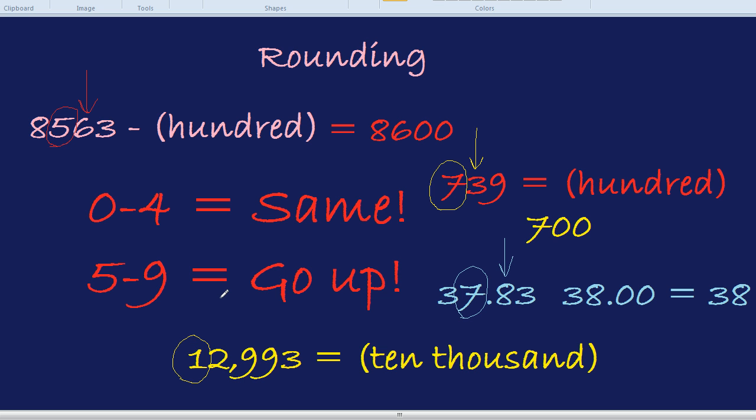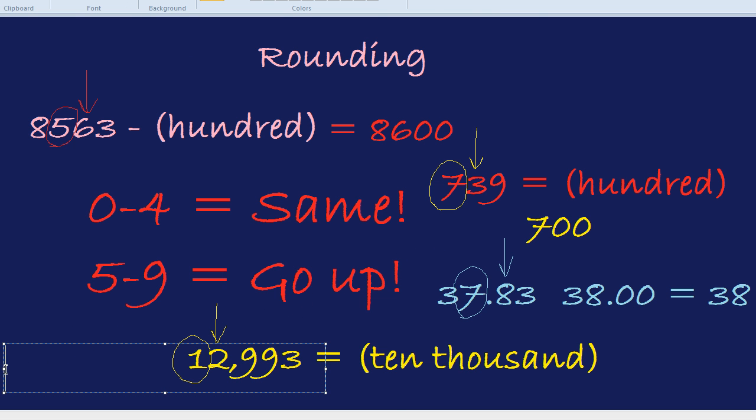Now, I remember that guy in the video telling me something about looking at the number to the right. Okay, I'll look to the number to the right. That's a 2. Something about when it's between 0 and 4, it stays the same. The number in the circle stays the same. Okay, well, I'm going to keep that number in the circle the same. So I'm going to keep it as a 1. And oh yeah, all the rest of the numbers become nice and round. And that is 12,993 to the nearest 10,000. It's 10,000.